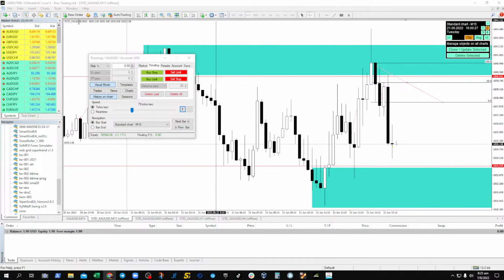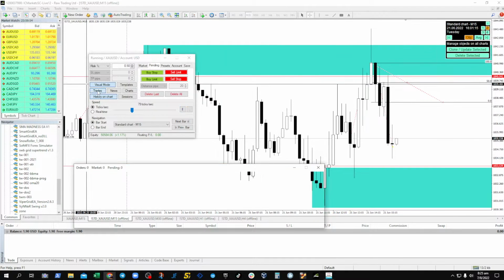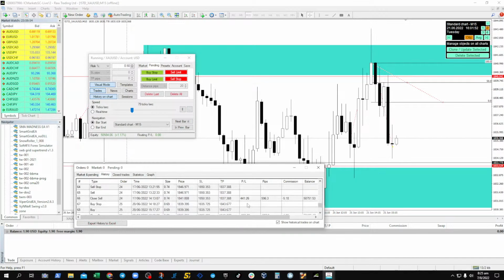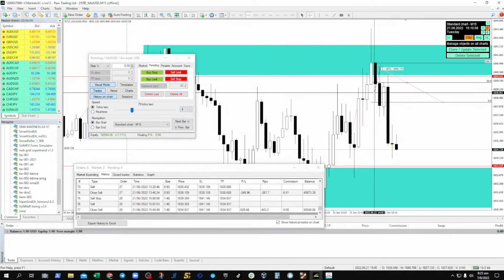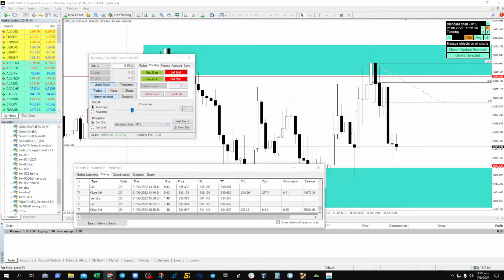This one, how much was the profit? How much we made? 4.443. We might hit the one. Stop loss under here, 20 pips. Yeah, 20 pips. R is 443 divided by 2.